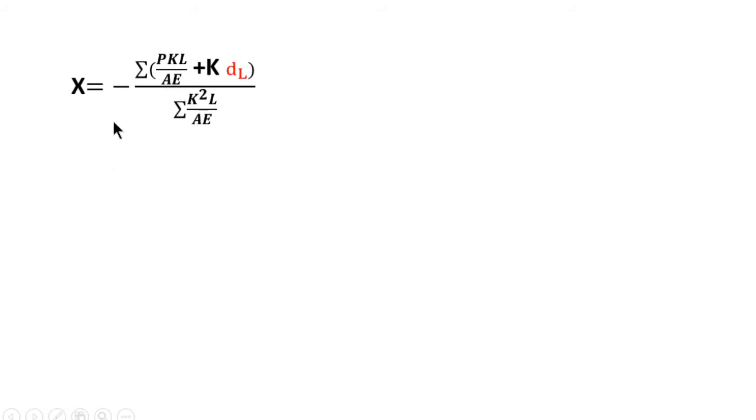Here X is the unknown force that we have treated as a redundant. So that value is equal to minus summation PKL by AE plus K into delta L divided by the summation K square L by AE. Here PKL is the deflection caused by the external loads, and K into delta L is the deflection caused by the lack of fit. In our case there is no external load, that is why PKL is 0.